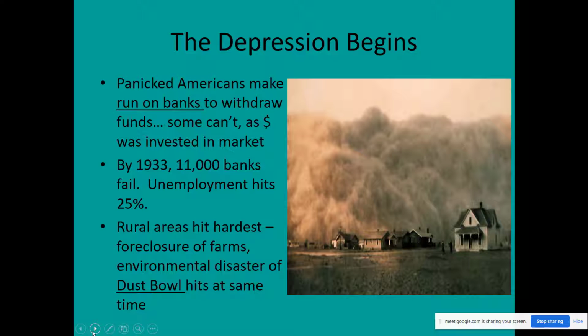Unemployment hits 25%. Rural areas are hit the hardest. Foreclosures of farms, and we have the environmental disaster known as the Dust Bowl hit at the exact same time.